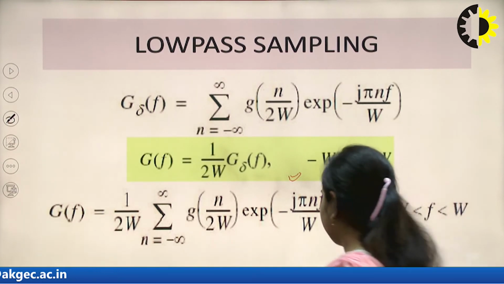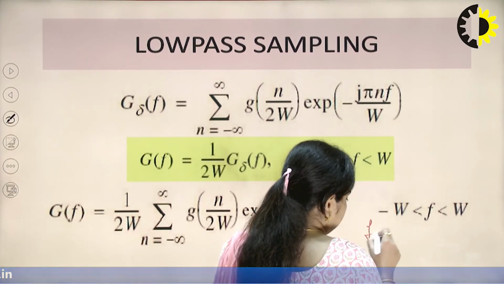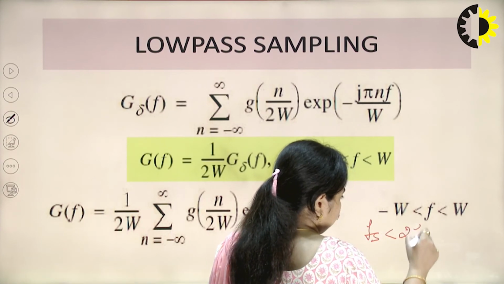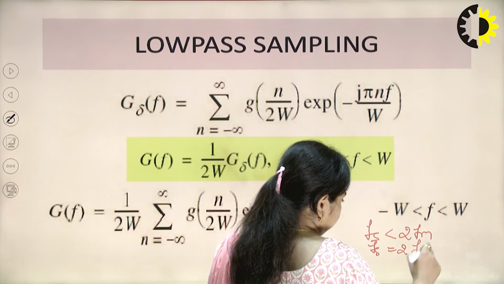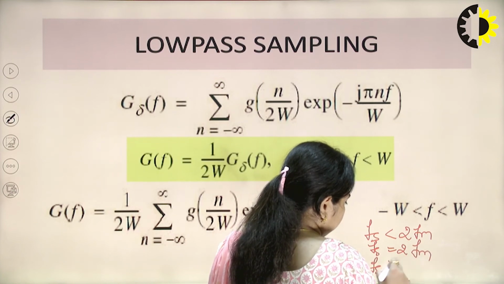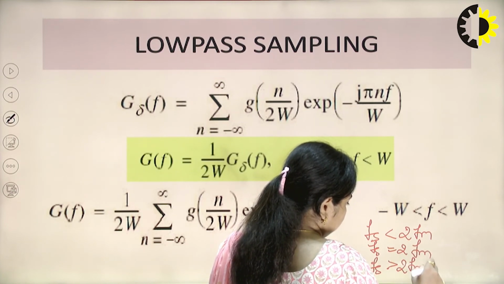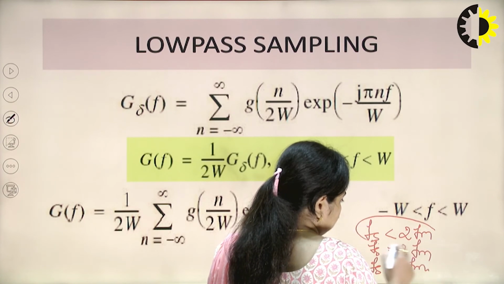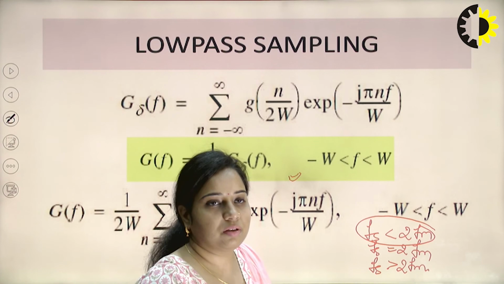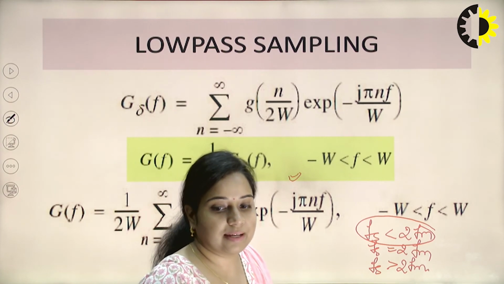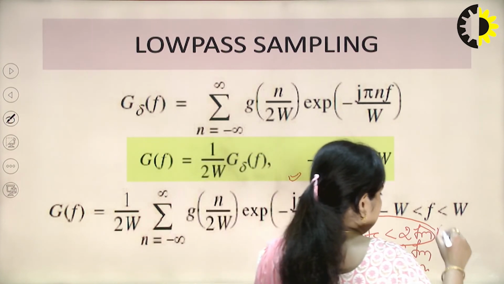So there are three different conditions: Fs can be less than 2 Fm, Fs can be equal to 2 Fm, or Fs can be greater than 2 Fm. The first case is not considered at any point. It is known as the aliasing effect. It raises a condition that is known as the aliasing effect.